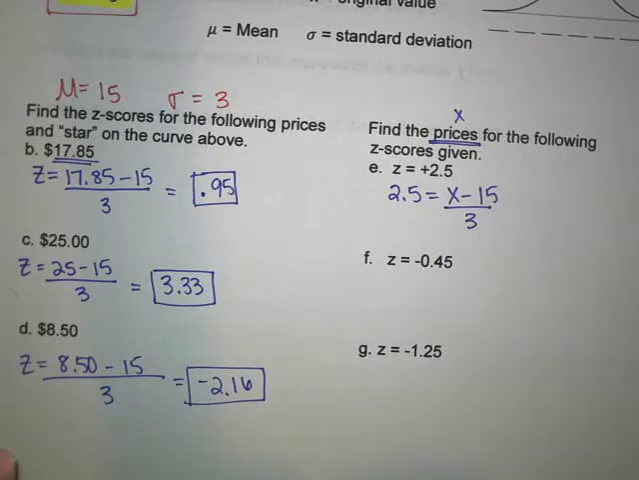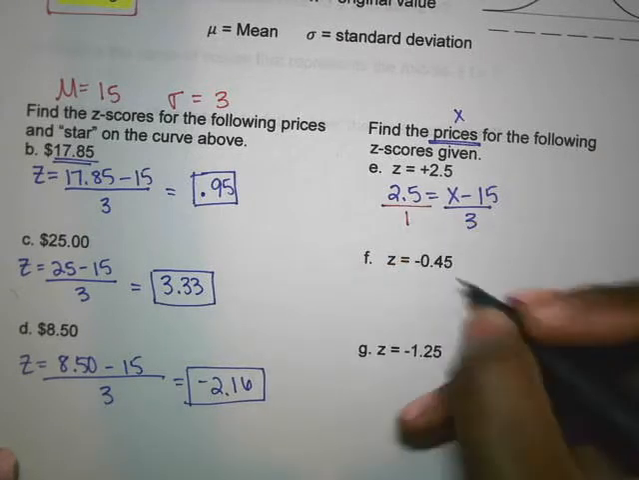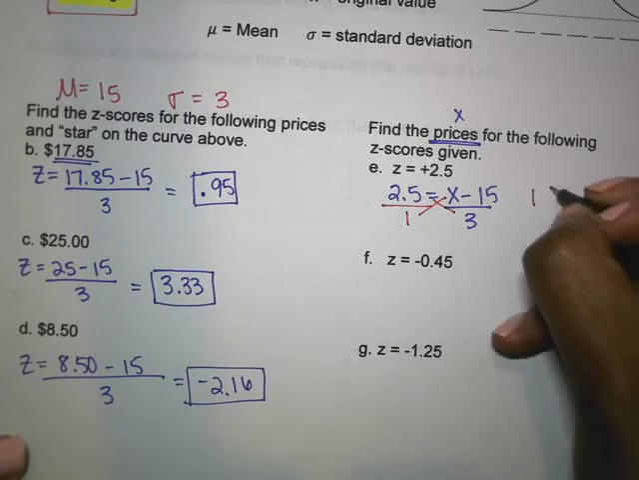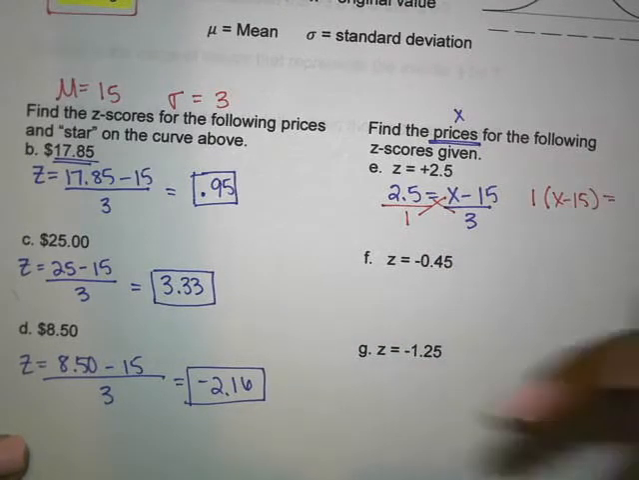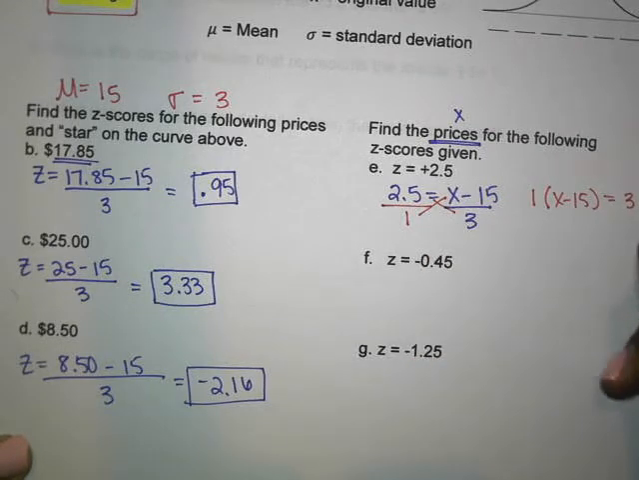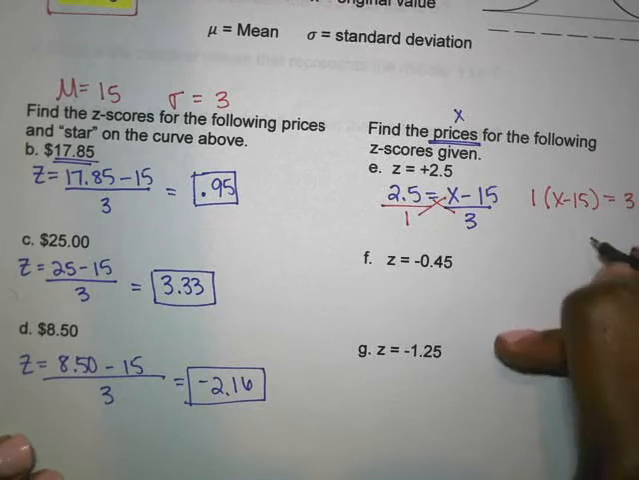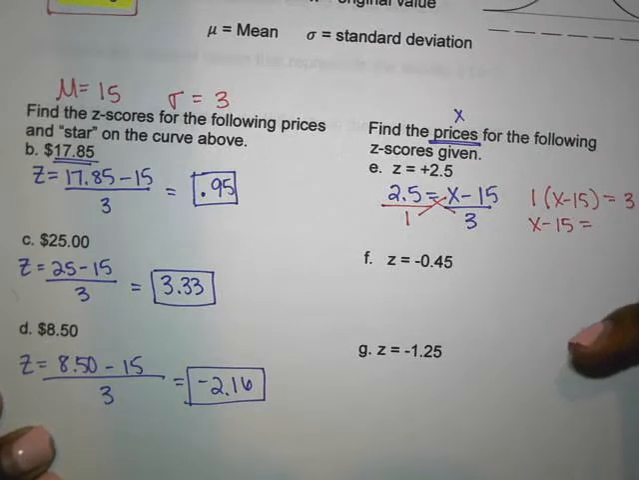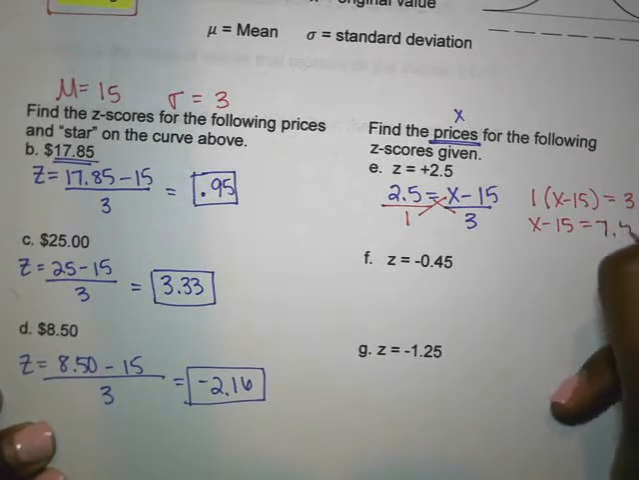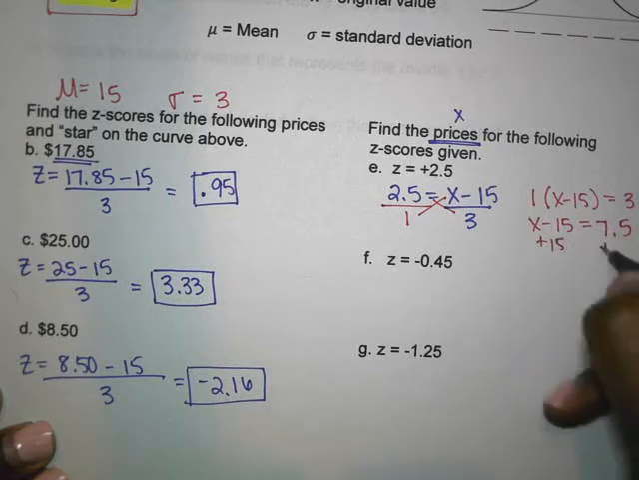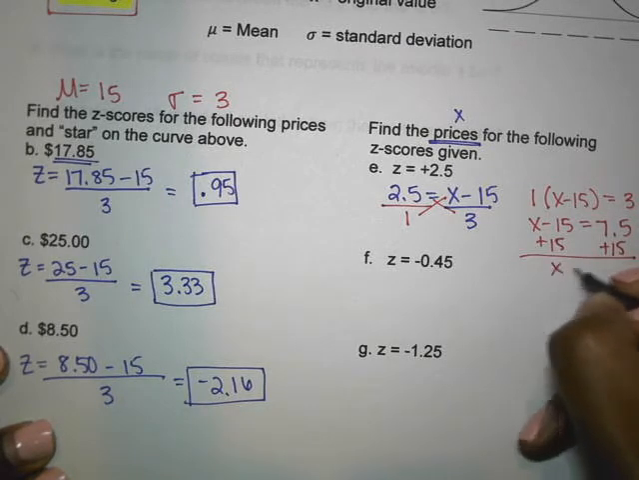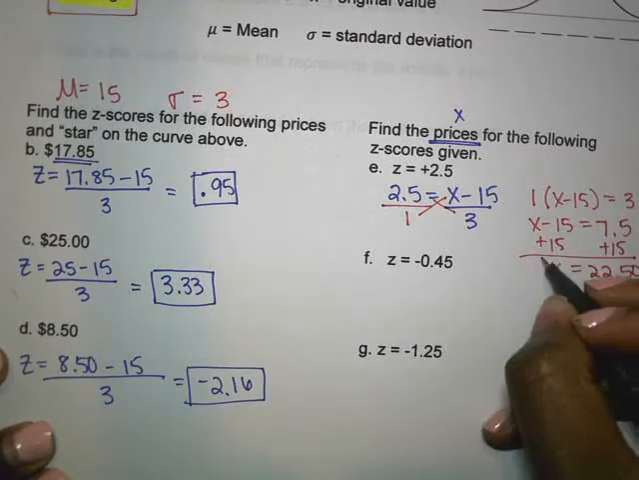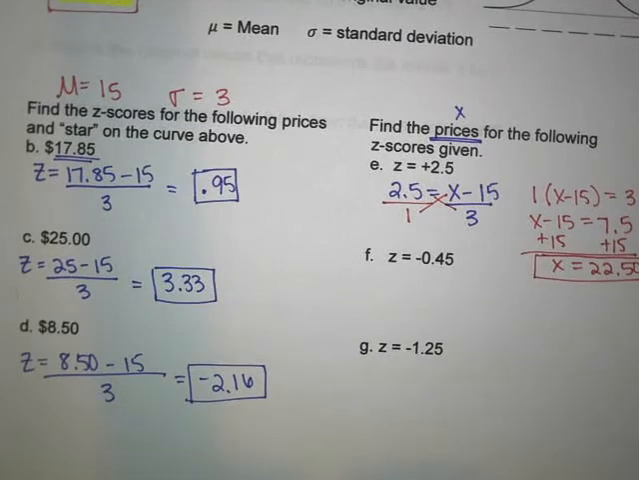If I were you, I like to turn these type of problems into a proportion and work them out that way by cross multiplying. So 1 times x minus 15 is equal to 3 times 2.5. So you would get x minus 15 equal to 7.5. You can add 15. So x equals 22.5. That was my data point.